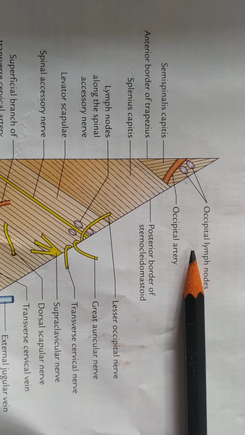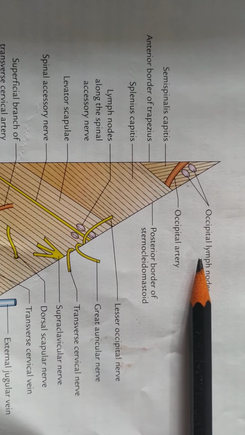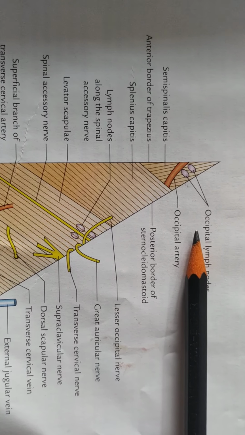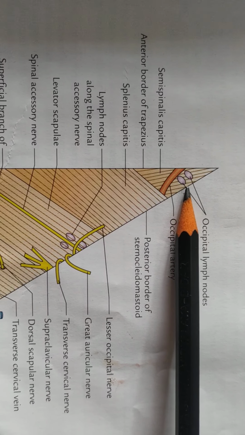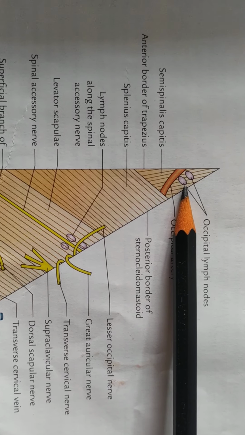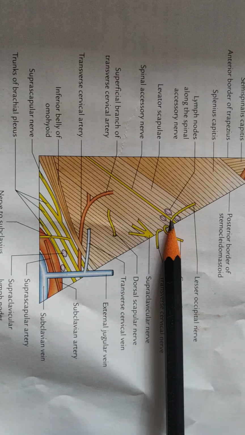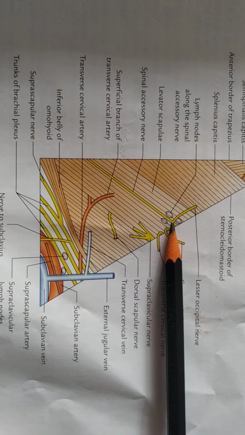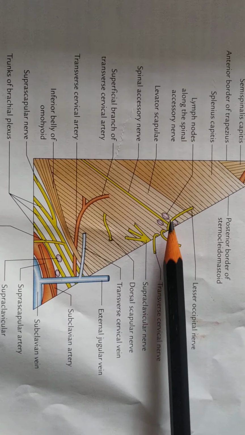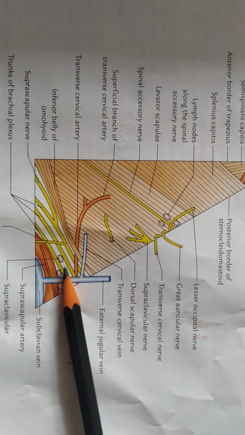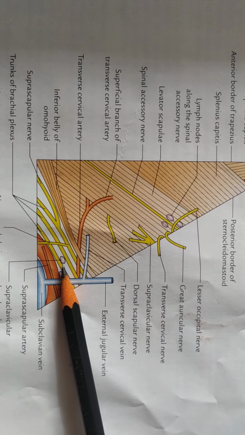Under contents, we have done the nerves and vessels. Now we will discuss the lymph nodes pertaining to the posterior triangle. Occipital lymph nodes rest on the apex of the posterior triangle, on the semispinalis capitis. Here are the lymph nodes accompanying the spinal part of the accessory nerve. Above the clavicle lies the supraclavicular group of lymph nodes.